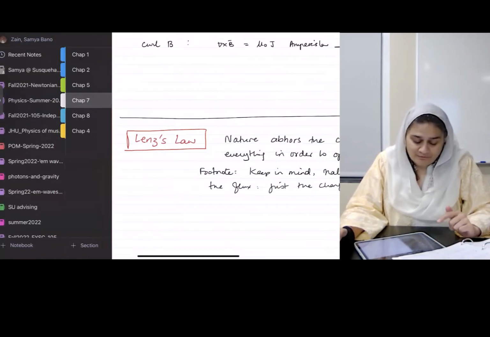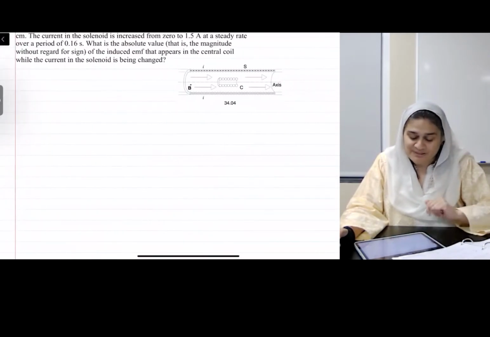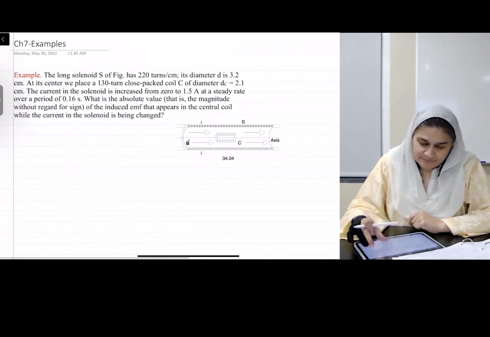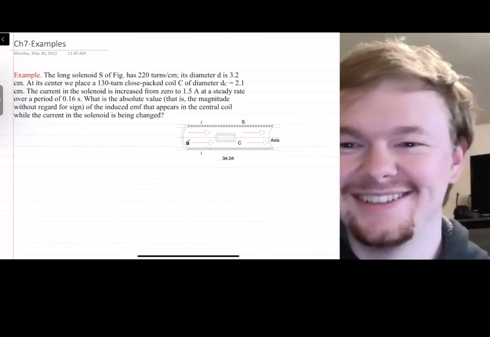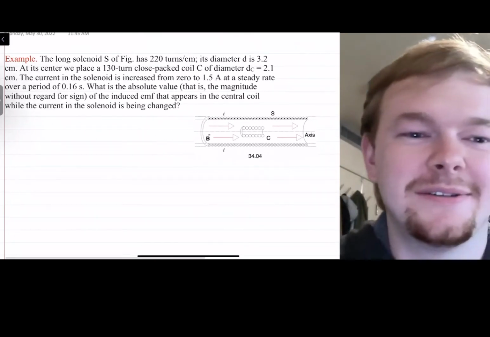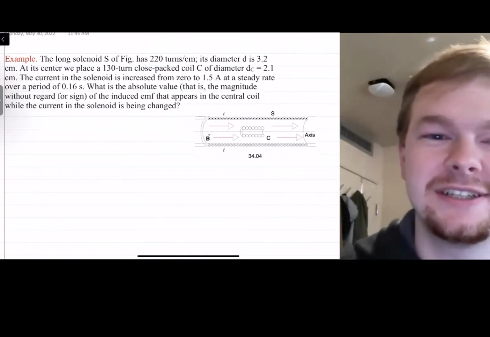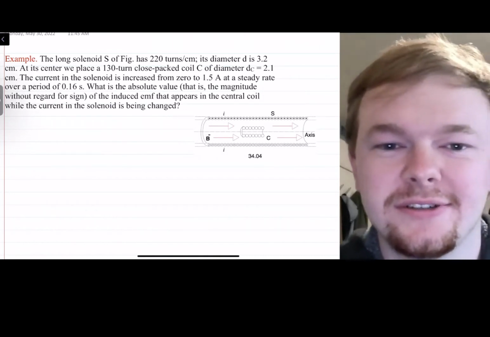So now let's do some examples. Do you want to read them? I can. Yes, please. The long solenoid S of the figure has 220 turns per centimeter.